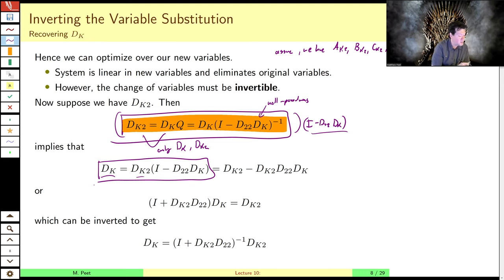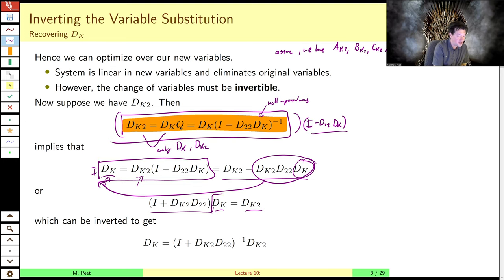So, okay, what's the problem? Remember, given DK2, we need to solve for DK. Well, if we look at this, this gives us an expression for DK in terms of DK2, except that we still have that DK showing up here, right? So that's a problem. So what are we going to do about that? Well, we'll take this whole term and move it to the left-hand side. And so then we get identity plus DK2 D22 times DK equals DK2. And so then to solve for DK in terms of DK2, well, we know what DK2 is, so we know what this matrix is, so we can just invert that matrix, and that gives us an expression for DK. Right? And so we now have an expression for DK in terms of DK2, where we have a matrix inverse right here.